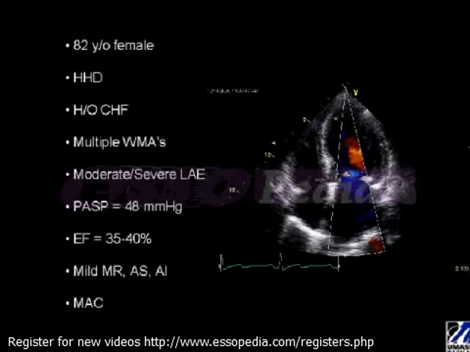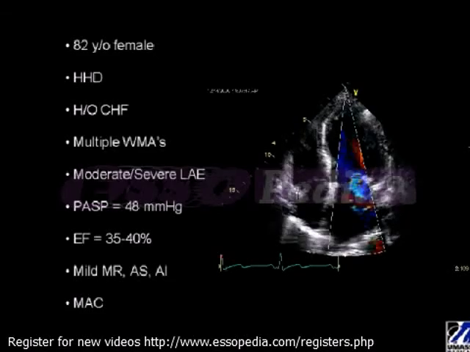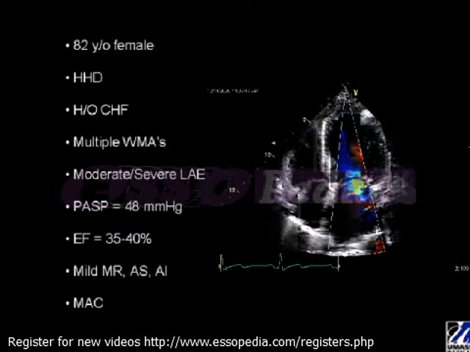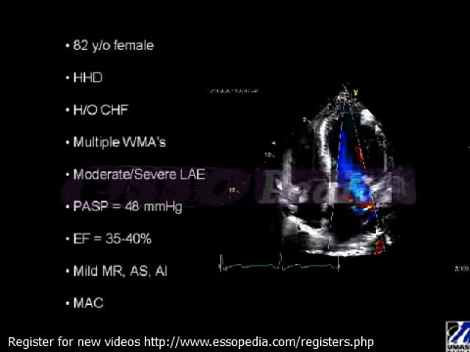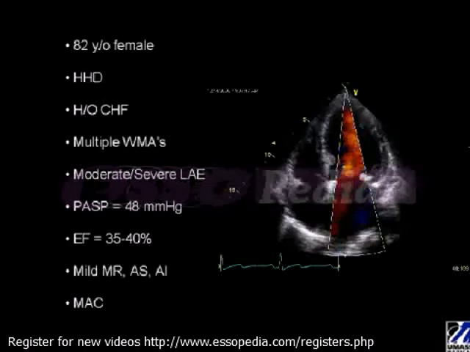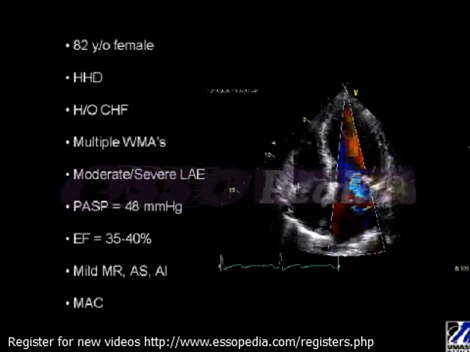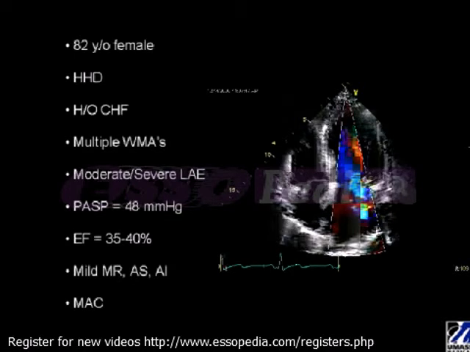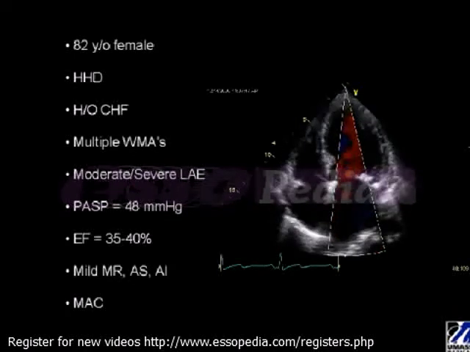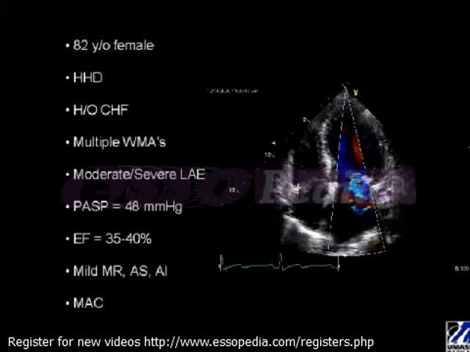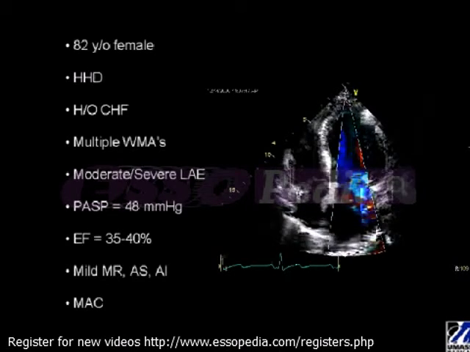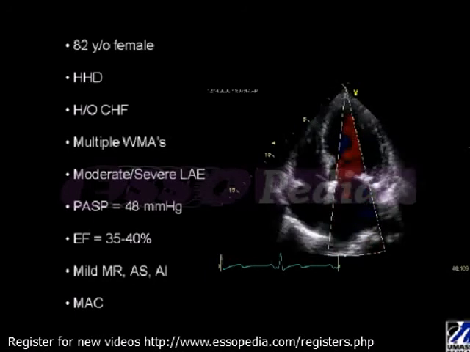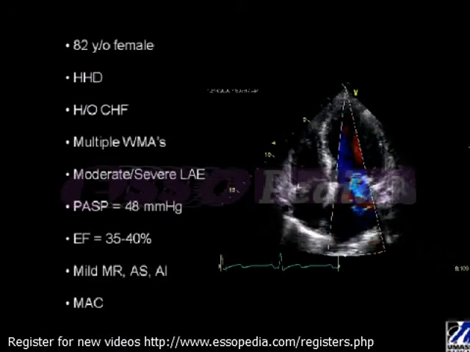This next example is from an 82-year-old female with a history of hypertensive heart disease, history of congestive heart failure, has multiple wall motion abnormalities, has moderate to severe LAE. Her pulmonary pressures are 48 millimeters of mercury. Her EF is 35 to 40%. She has mild MR, AS, and AI, and she has pretty significant mitral annular calcification.